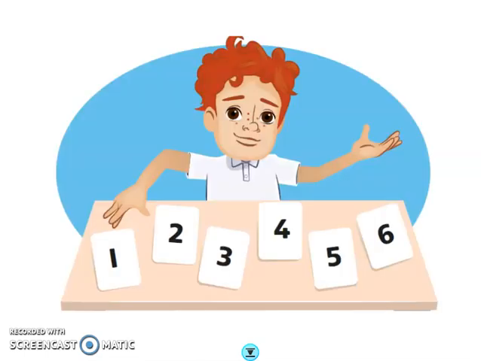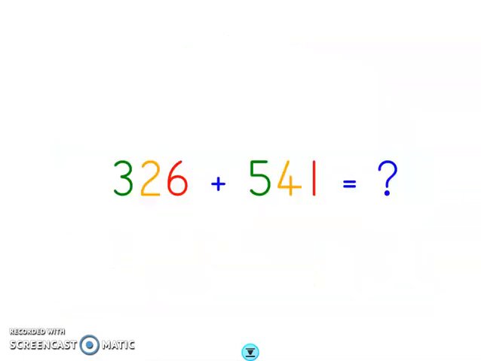So if we look at our first problem, we've got Richard, and Richard's got 6-digit cards. And what he's going to do, he's going to turn these 6-digit cards into two 3-digit numbers and try and use our strategies to find the answer. So the first two numbers that Richard makes are 326 and 541. So we can add these together to find the total.